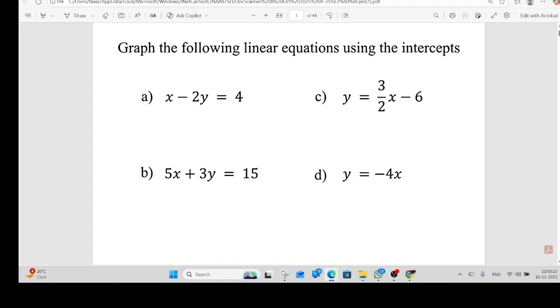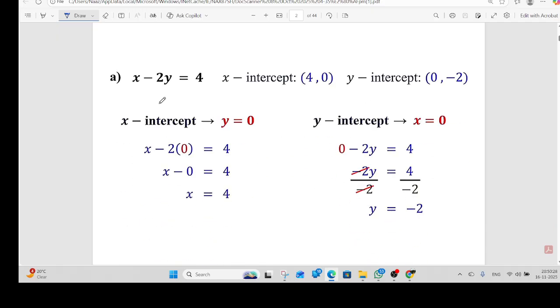Hello everyone. So today we are going to learn how to graph linear equations using intercepts, and we are also going to talk about slope and linear equations, slope-intercept form and other forms. So let's see with the help of an example.